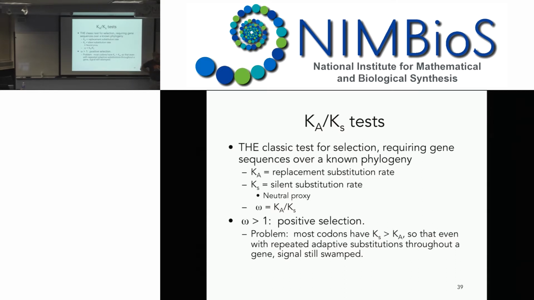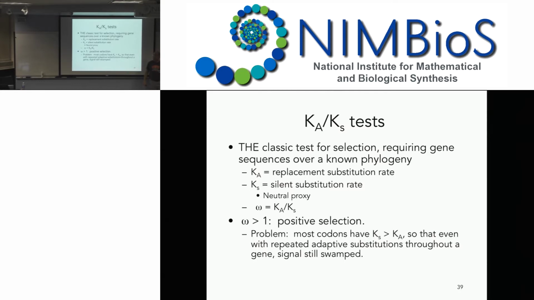So I look over a phylogeny and ask, at what frequency do I see changes that result in changes in amino acids? Then I look over that phylogeny and see at what rate do I see changes in the DNA sequence that are synonymous, that is, silent. So the Ka to Ks ratio is often called omega, or the acceptance ratio. A Ka to Ks ratio bigger than 1 is often taken as bulletproof evidence for positive selection.